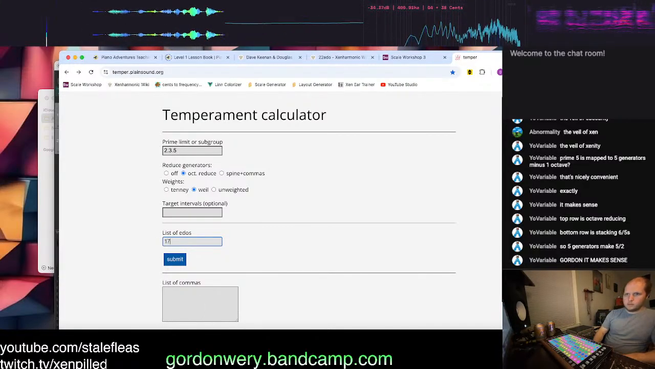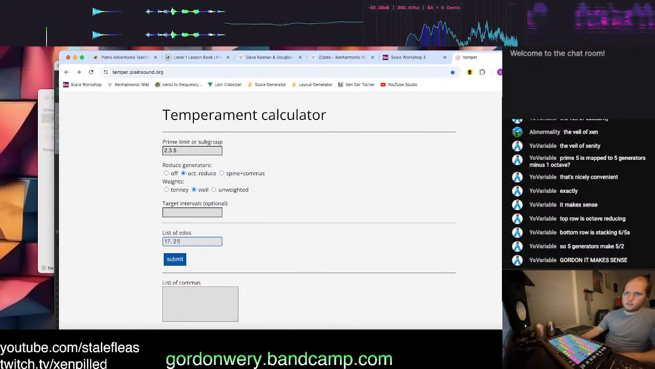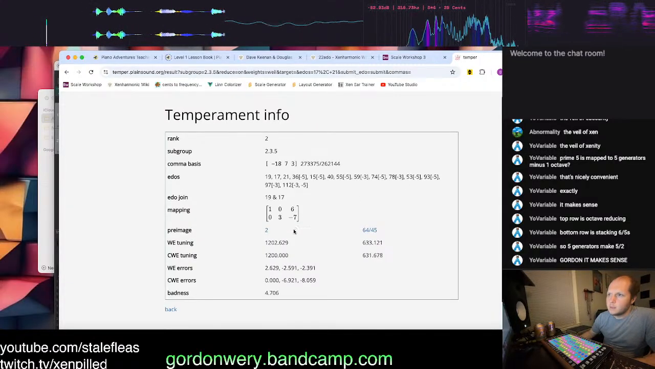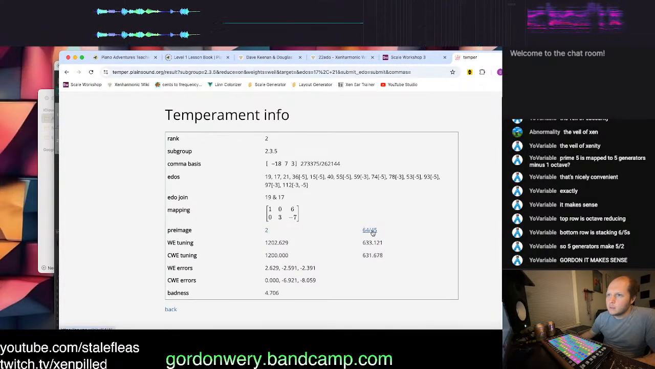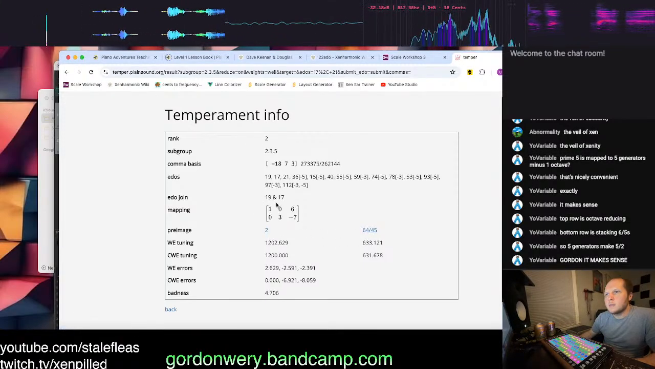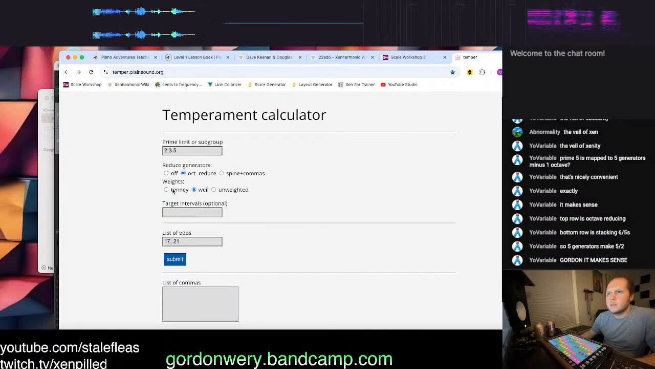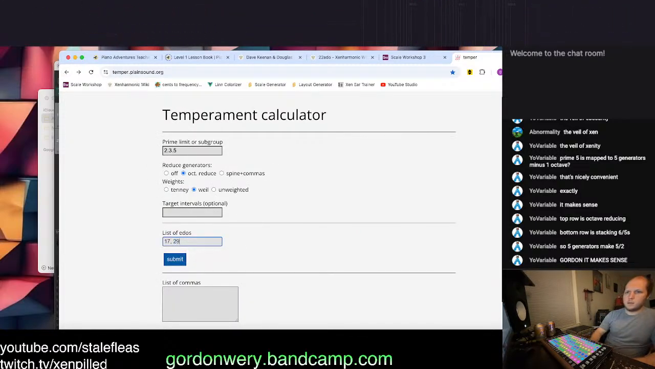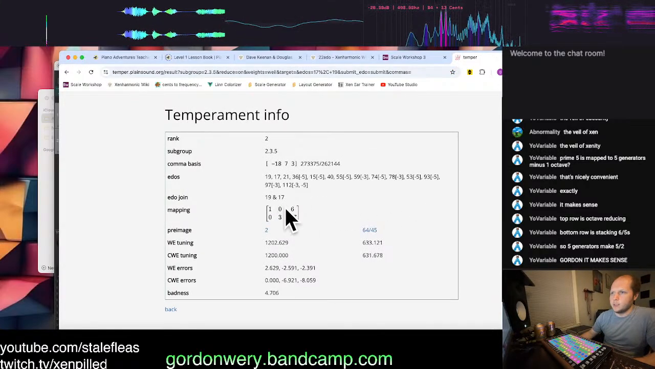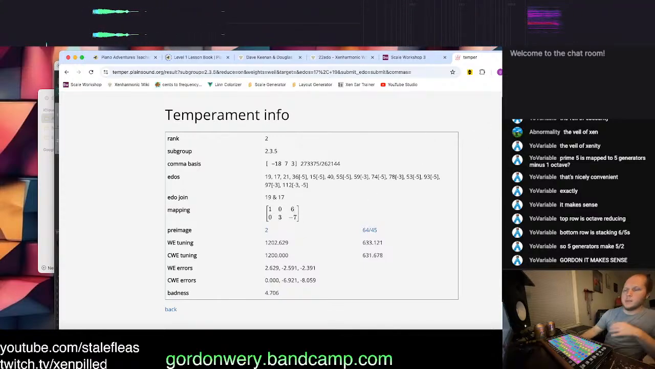And a lot of times this can be helpful in choosing the size of an MOS, because if something needs 30 generators to get a certain thing, then you're going to need a big MOS to be able to actually get that accurate prime. So if you need to stack more generators, you need a bigger MOS.